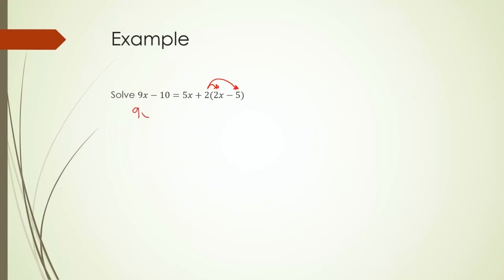So my left side is staying the same. 9x minus 10 equals 5x plus 2 times 2x. That's going to give me 4x. 2 times, you include the negative, so that's 2 times negative 5, and that's a negative 10. So we have 9x minus 10 equals 5x plus 4x minus 10. So now we have three terms on the right, so we need to simplify, and we do that by adding the 5x and the 4x. So 5x plus 4x is 9. We get 9x minus 10.